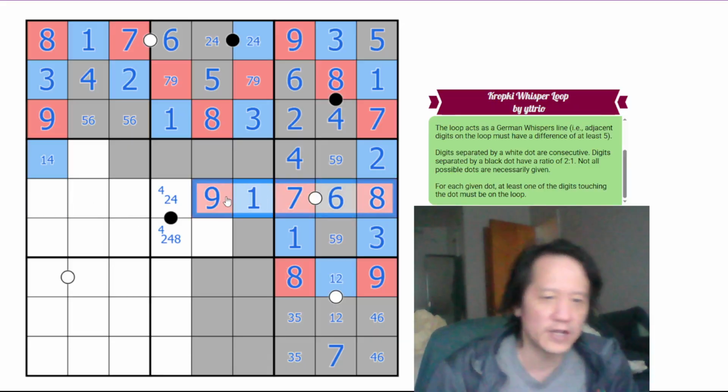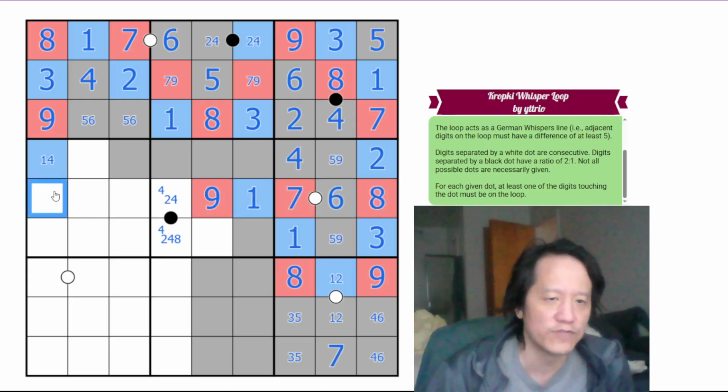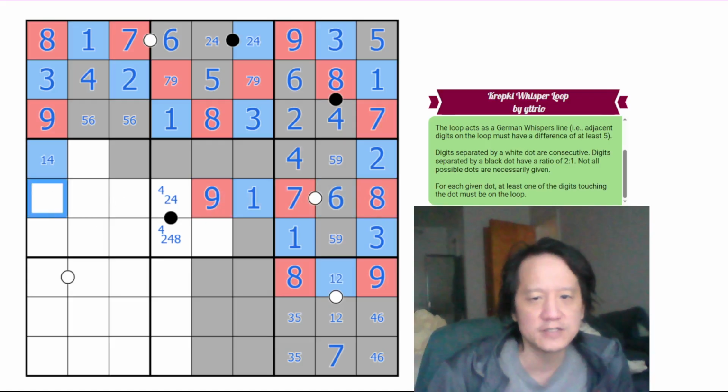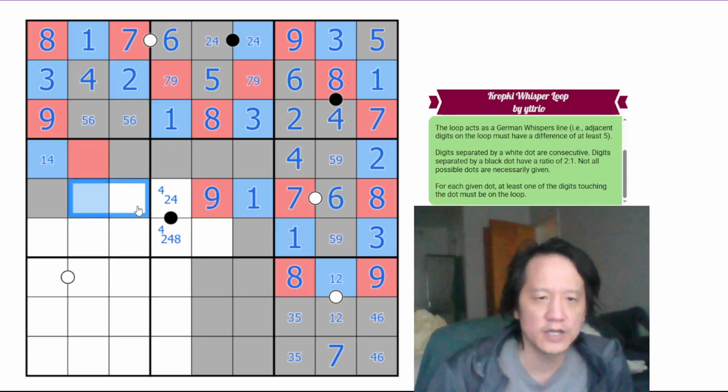We have 6, 7, 8, 9 already accounted for in row 5. This cannot be high. Since that can't be high, it can't be on the loop. So it must go this way, which means it must go this way. Again, you can't have a high digit here. So this cannot go this way. That means it can't go this way either. So it must go this way as a low, and this must be high.